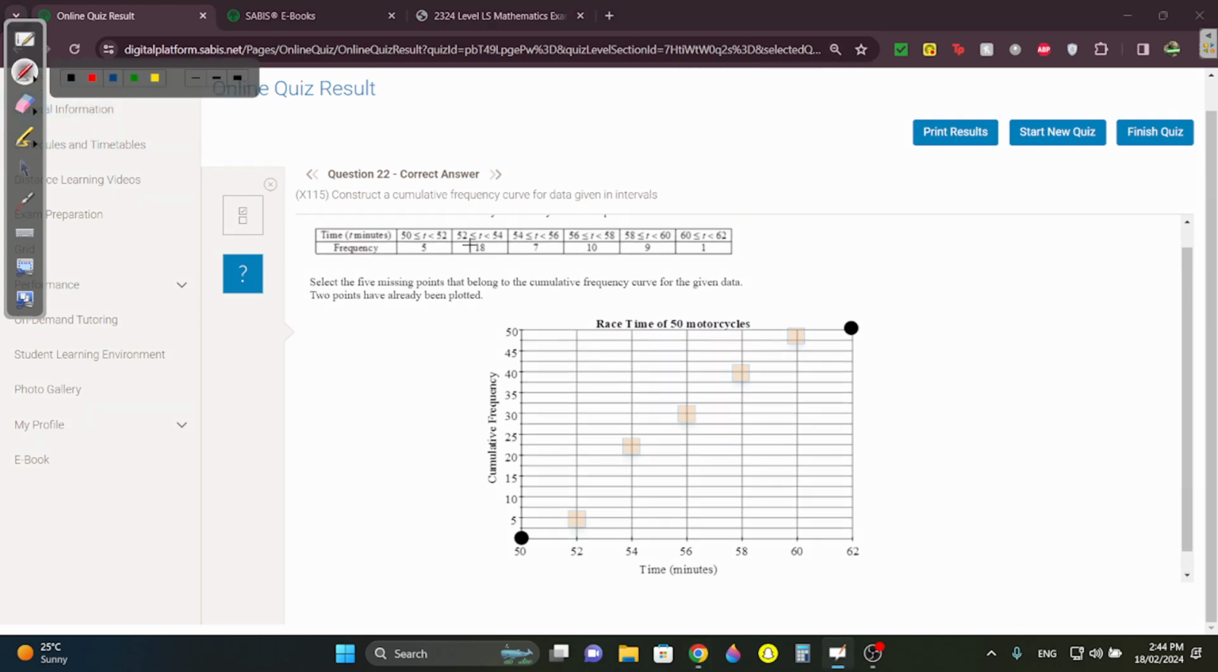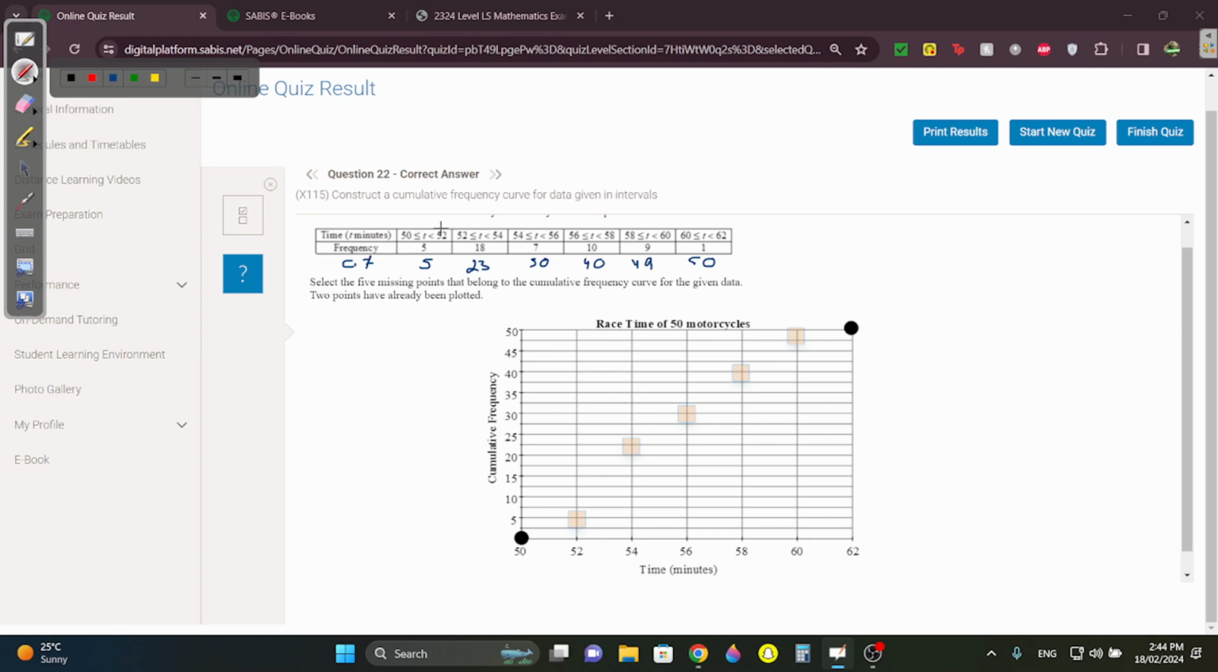To graph, you always have to put the cumulative frequency. And for the cumulative frequency, you have to make the table for it. 5 plus the number before it, so 5. 18 plus the number before it, 5, 23. 7 plus 23, 30. 10 plus 30, 40. 9 plus 40, 49. 49 plus 1 is 50. This is the cumulative frequency.